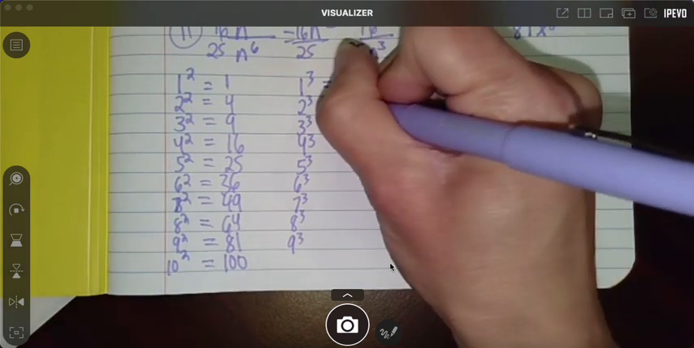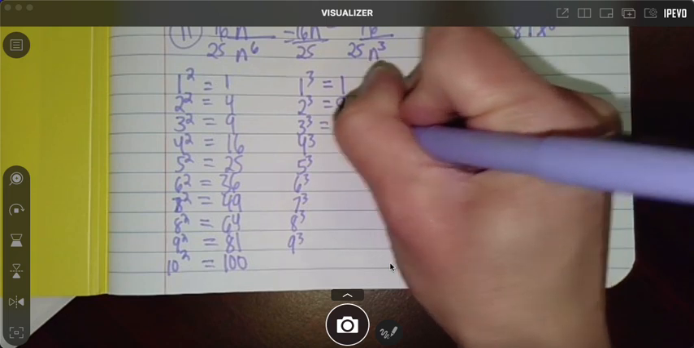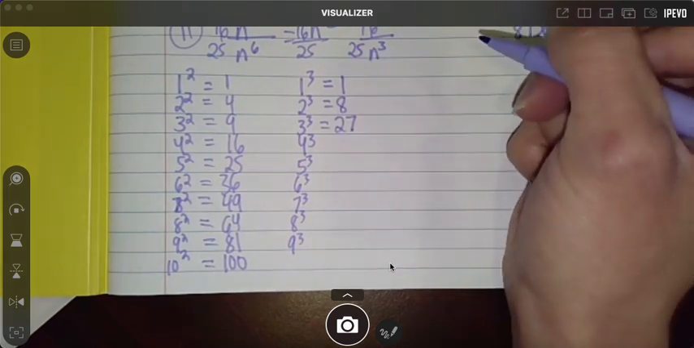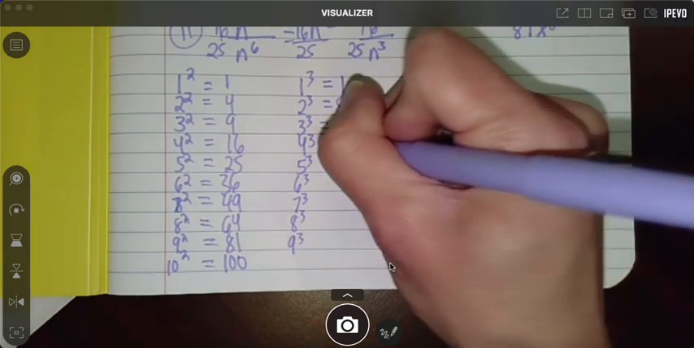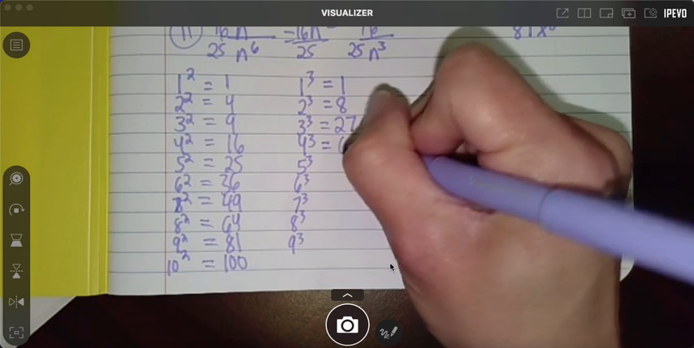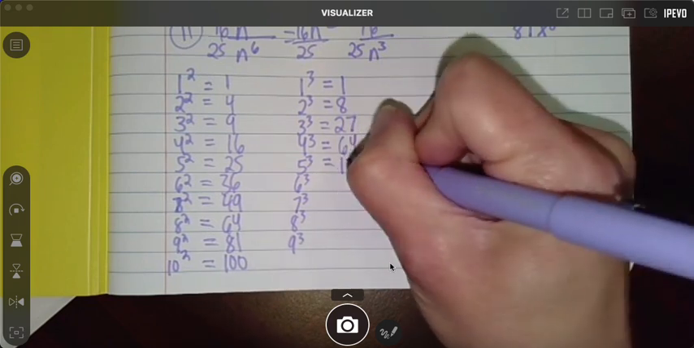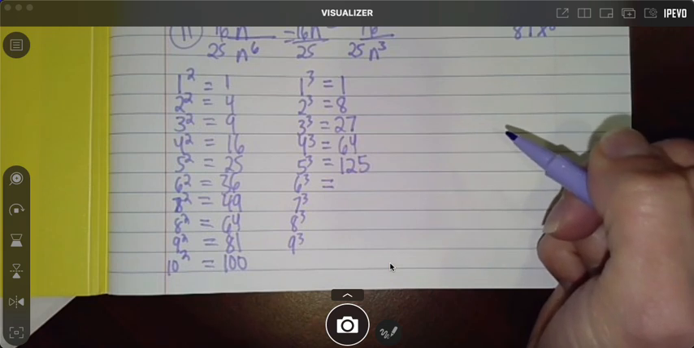Okay, what's 2 to the third power? 8. 3 to the third power? 3 times 3 is 9, times 3 again is 27. 4 to the third power? 64. 5 to the third power? 125.